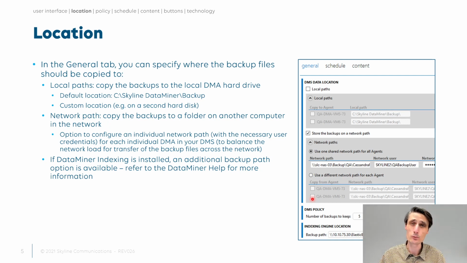But if you don't have a network share, you could also use this to actually store the backup from the first DataMiner agent onto the second, and you create a share on that second DataMiner agent to capture that backup of the first agent. And the second agent stores it on the third agent, and the third agent stores it back on the first agent.